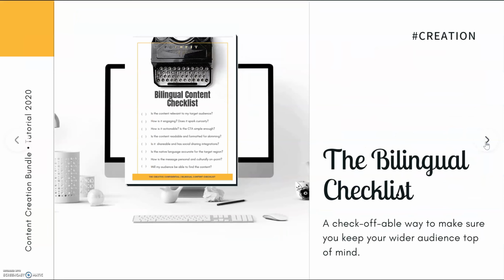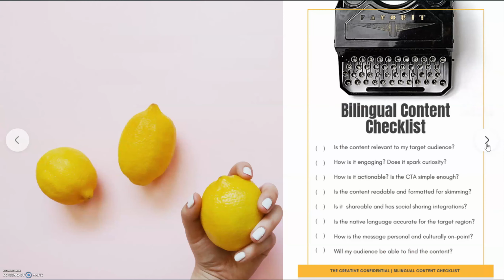The bilingual checklist pulls together in one check-offable list all the key aspects you or your bilingual copywriter should keep top of mind when writing content for a different language and culture. The checklist sets the 8 core items that you, your copywriter or translator, should assess to make sure that a piece of content fulfills basic copy goals and multicultural expectations.